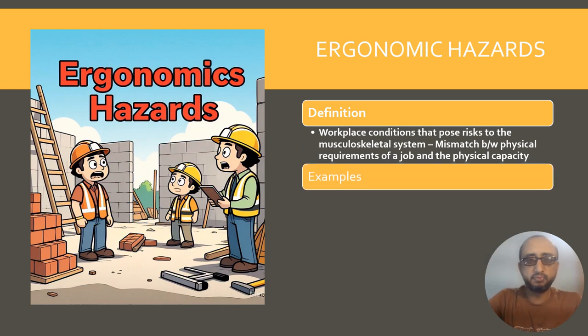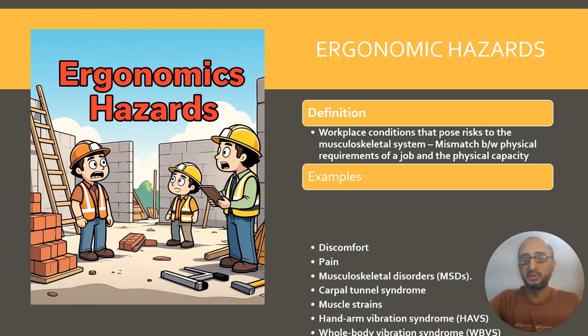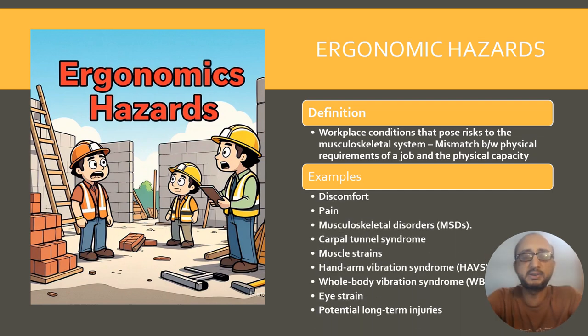Ergonomic hazards are workplace conditions that pose risk to the musculoskeletal system, a mismatch between the physical requirements of a job and the physical capacity of the workers. Basically, these hazards are the physical stressors that can impact our musculoskeletal system. They can damage or weaken our muscles, our ligaments, and our joints. These conditions basically arise from the interaction between worker, work, and the work environment.